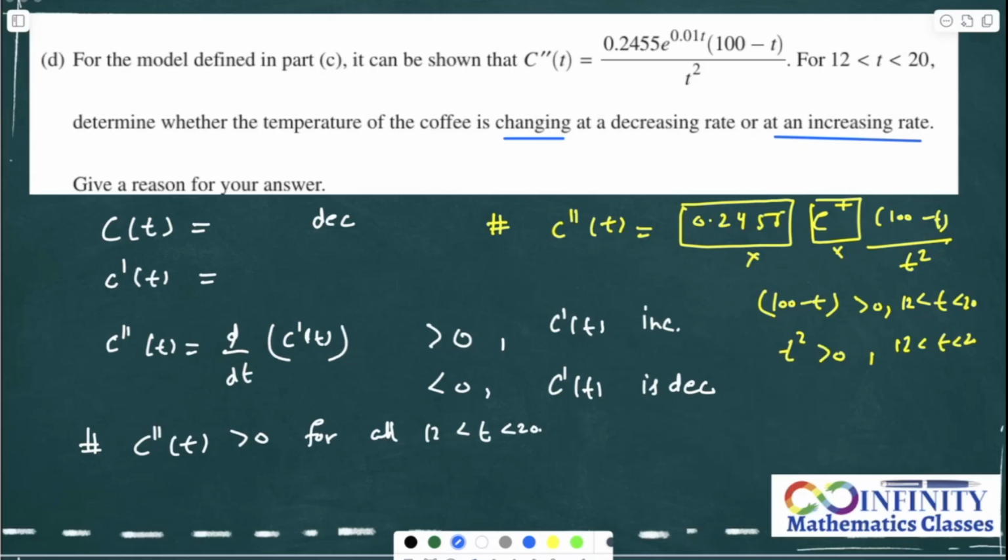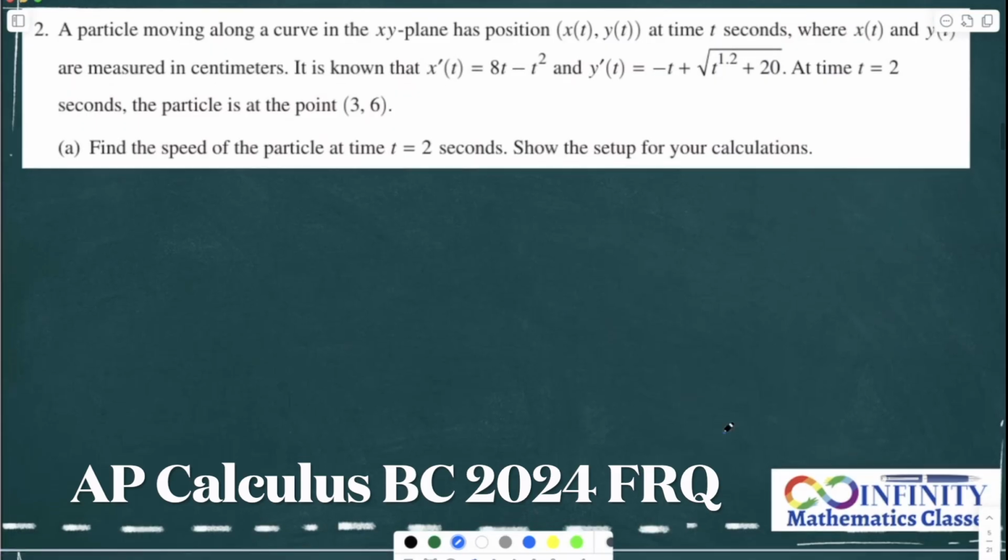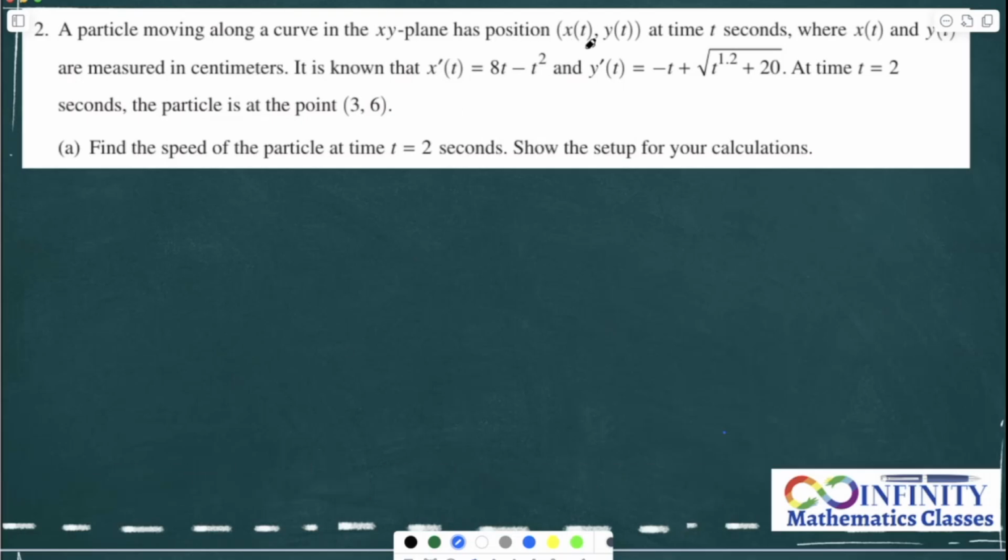Done? Yes. A particle moving along a curve in the xy plane has position (x(t), y(t)) at time t seconds, where x(t) and y(t) are measured in centimeters. The derivatives are given to you at time t equals 2 seconds. At time t equals 2 seconds, the position is given to you as (3, 6).